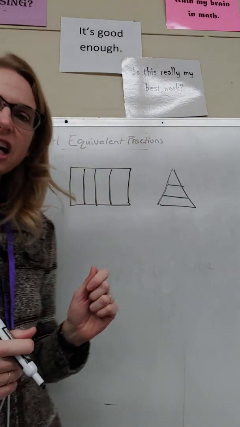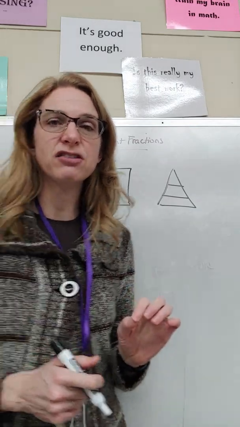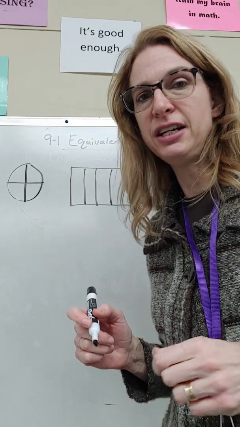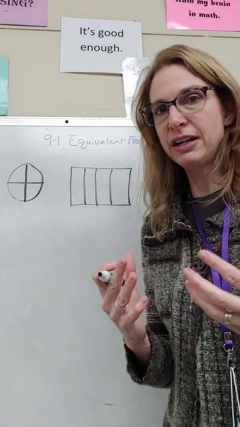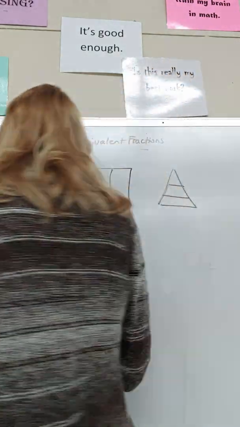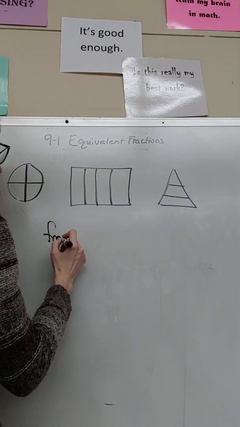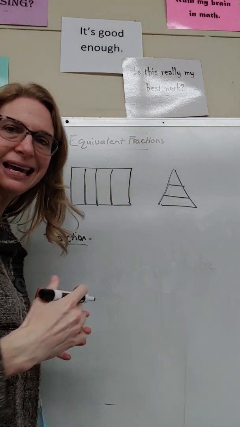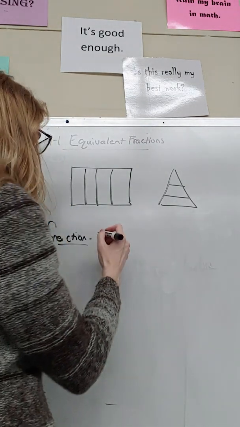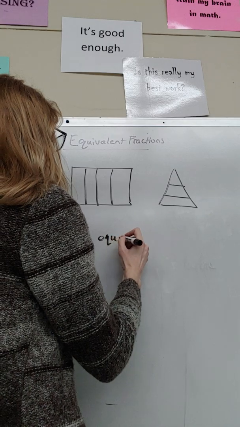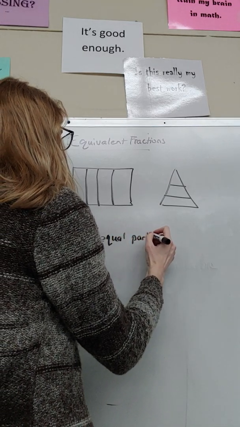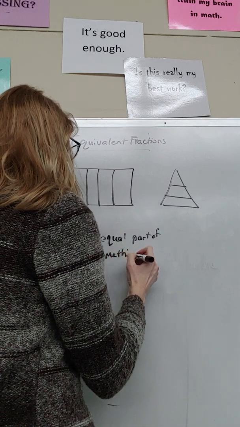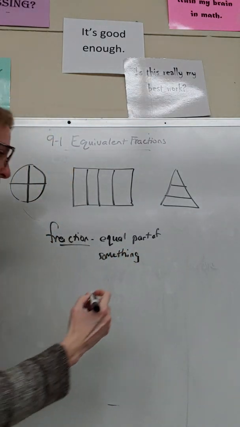Okay, so we're going to talk about equivalent fractions, but before we do that, I just want to do a little bit of review about what is a fraction. A fraction, the way I always talk about in class, is part over a whole. Basically a fraction is an equal part of something. So we'll put that definition down first. Equal part of something.